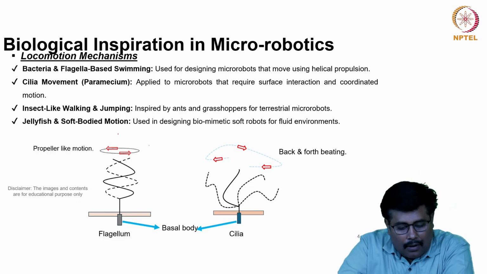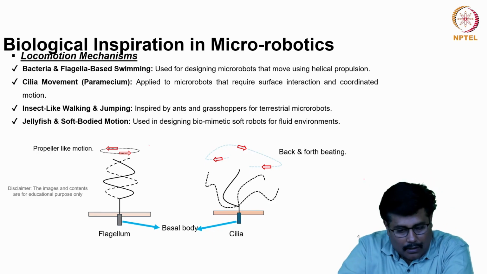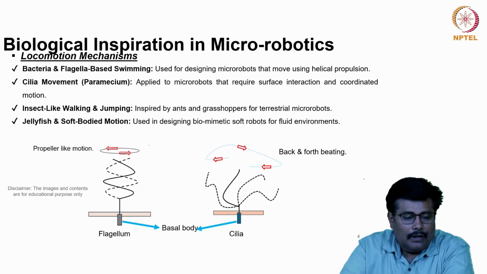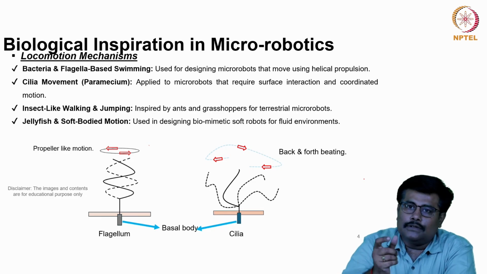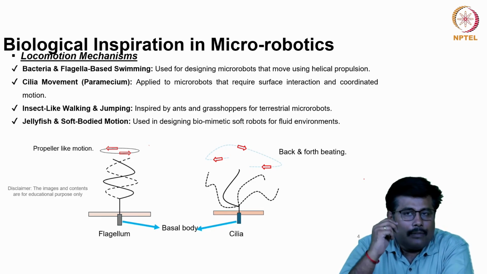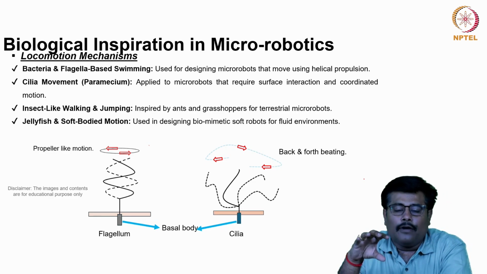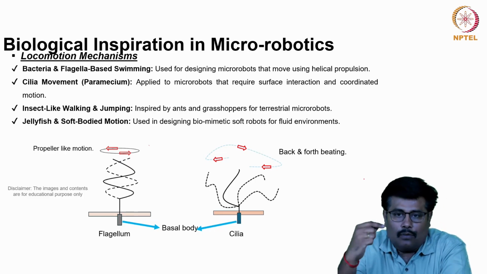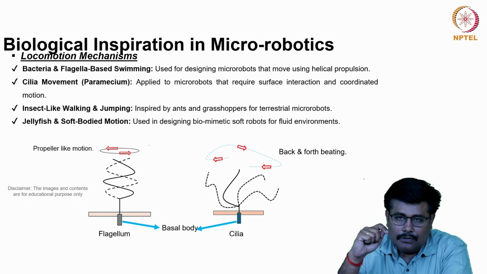Similarly, in order to have a back and forth beating, we may need to go for the cilia movement. As far as these cilia movements are concerned, it is called a paramecium-based system. It is applied for micro robots that require surface interaction and coordinated movement. So it is something like this.